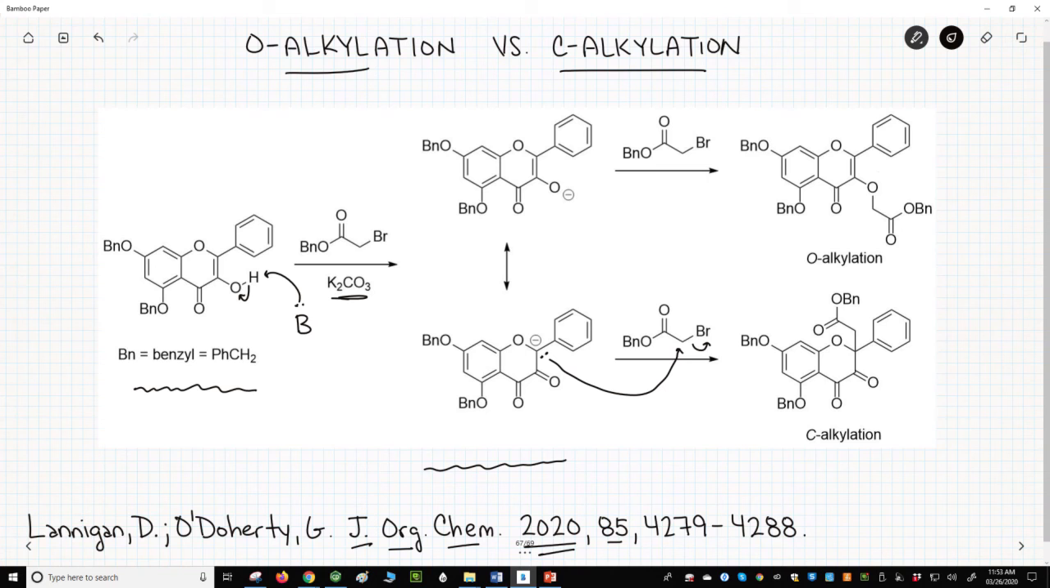In this case, however, perhaps for reasons we have discussed, or perhaps because of steric hindrance from this aromatic ring, this enolate is preferentially alkylated on oxygen and forms a new ether. The enolate undergoes O-alkylation instead of C-alkylation.